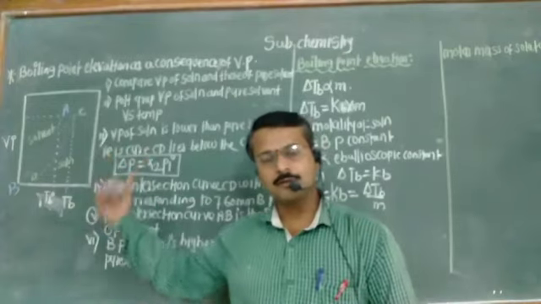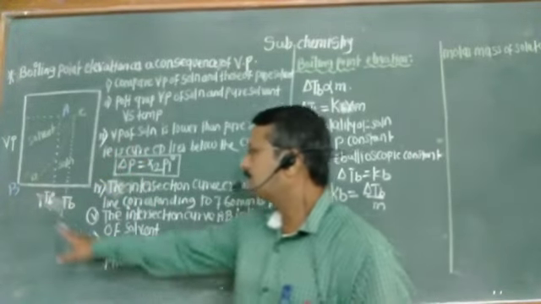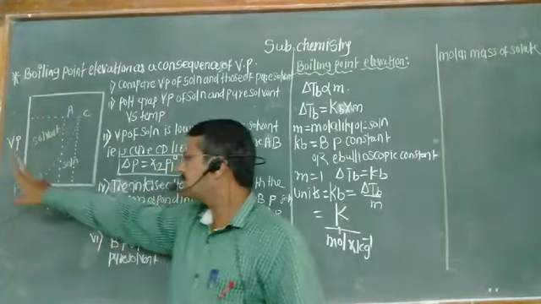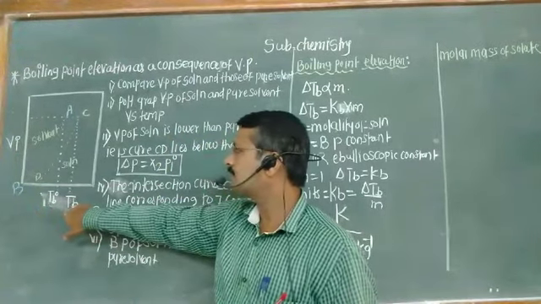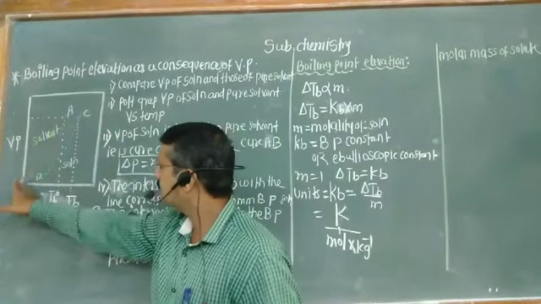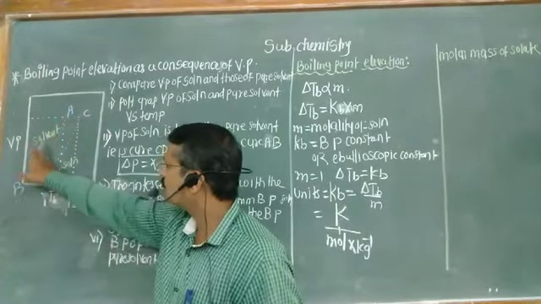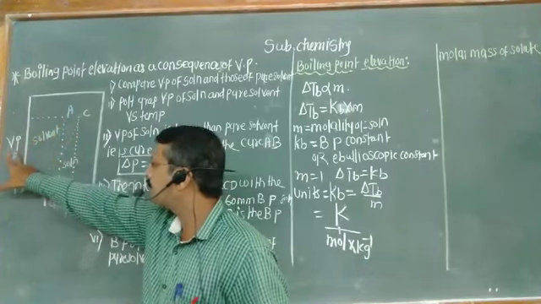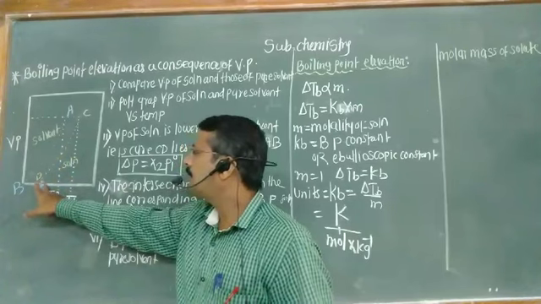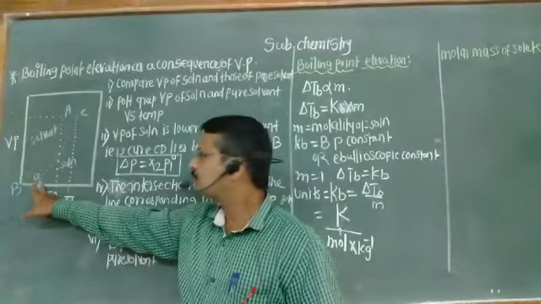The graph is in front of you. Here we have written the vapor pressure, and here we have written the temperature. There are two curves. The curve AB is for the vapor pressure of the pure solvent, and curve CD is the vapor pressure of the solution.